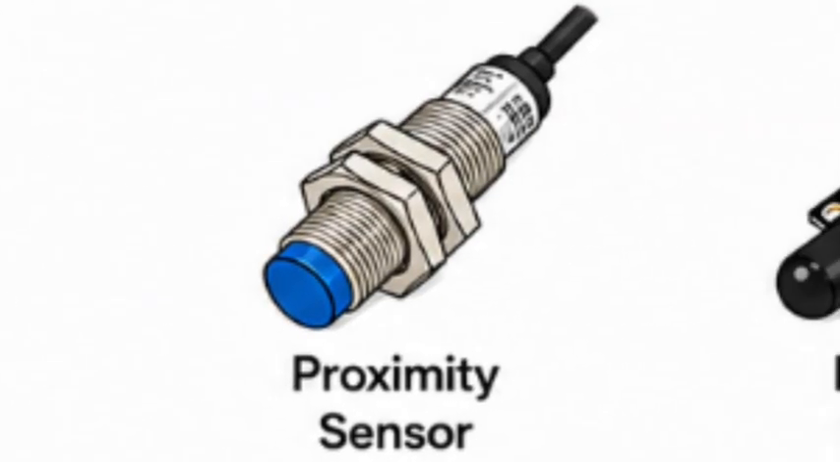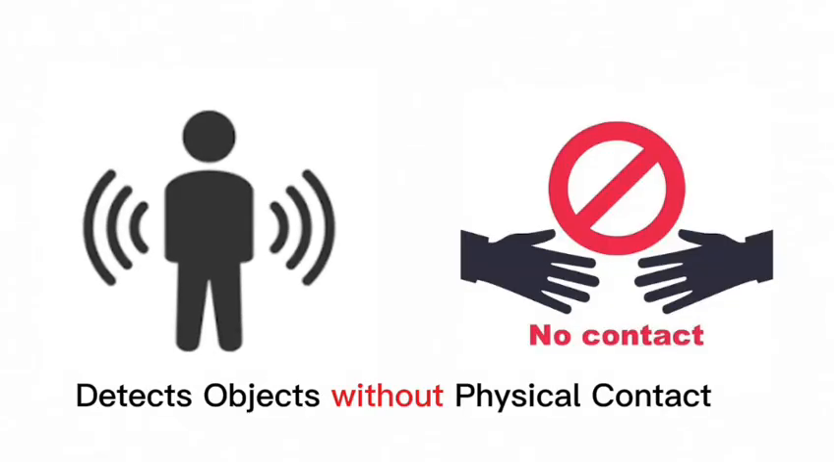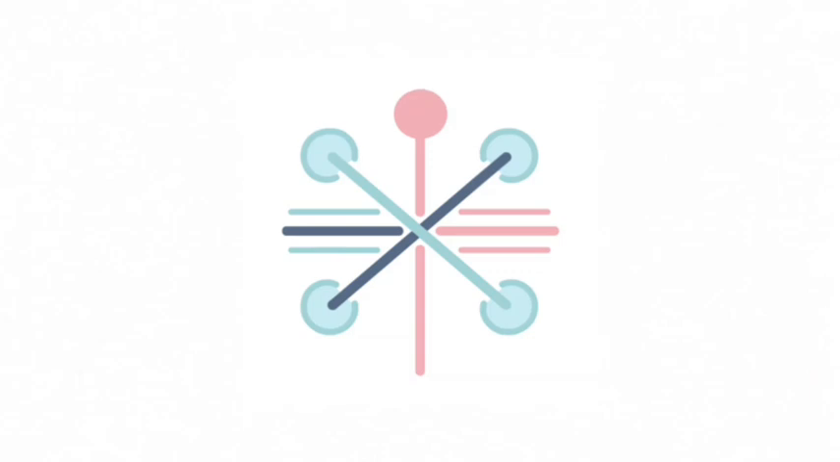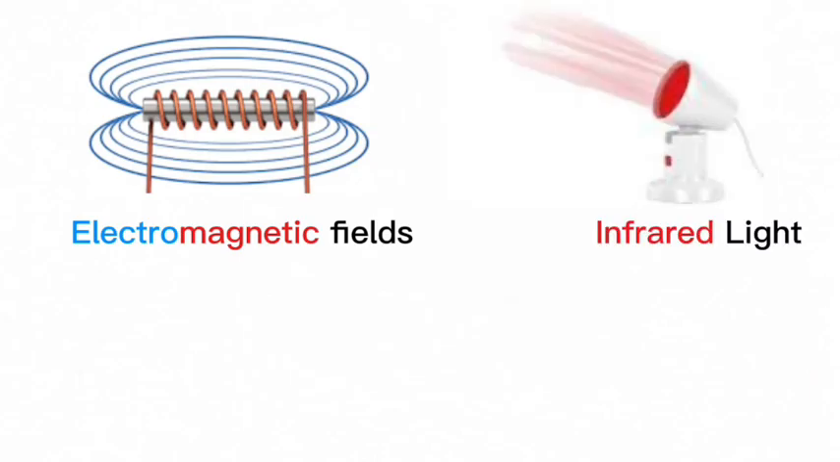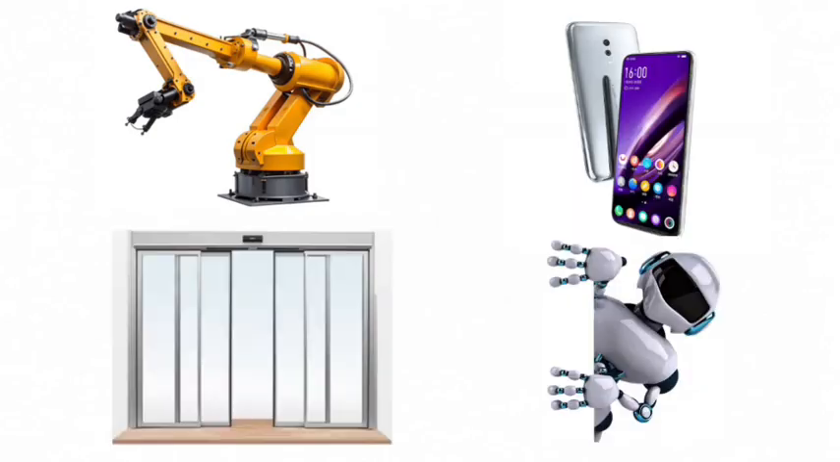Proximity sensor. A proximity sensor detects the presence of an object without making physical contact. Depending on the design, it may use electromagnetic fields, infrared light, or ultrasonic waves to sense nearby objects. These sensors are widely used in manufacturing automation, smartphones, automatic doors, and robotics.